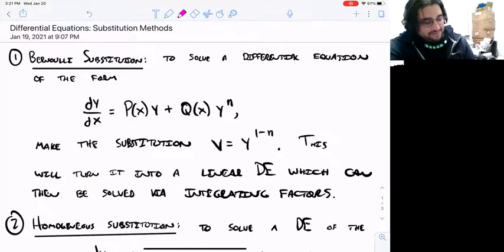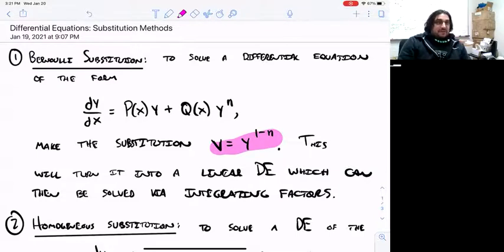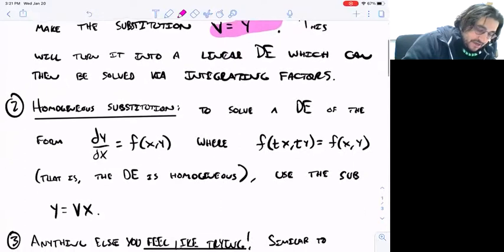You make this substitution, right? v equals y to the 1 minus n. Where does that come from? For now, I'm just giving it to you. I'm just saying this is a helpful substitution in this case. You'll see where that comes from actually when we do our primary source projects, specifically from Leibniz, Bernoulli, and Euler. They collectively kind of arrived at that. So that's the first substitution we're looking at here.